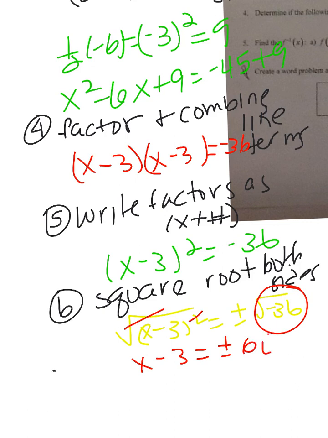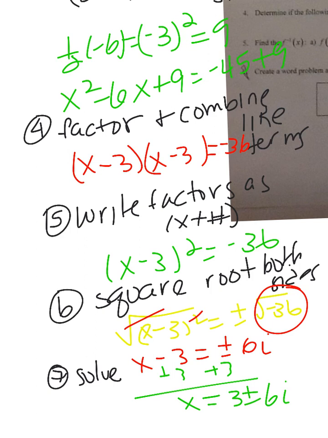And then step 7 would be to solve. So I would add 3. So I get x is equal to 3 plus minus 6i. Okay, so let's take a look at 4.